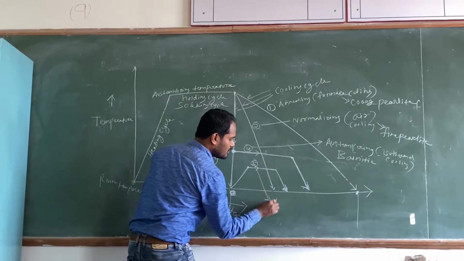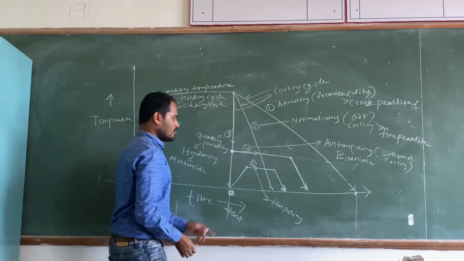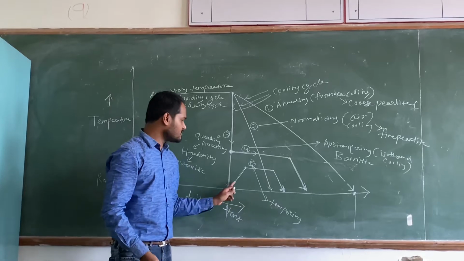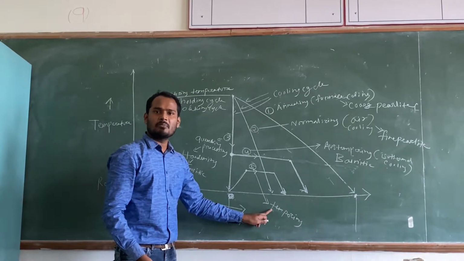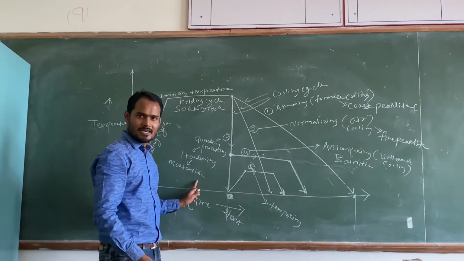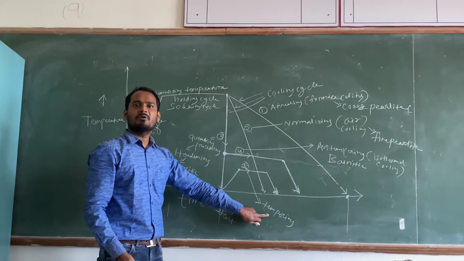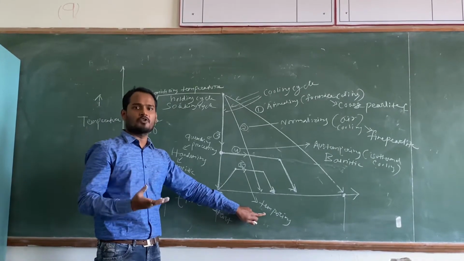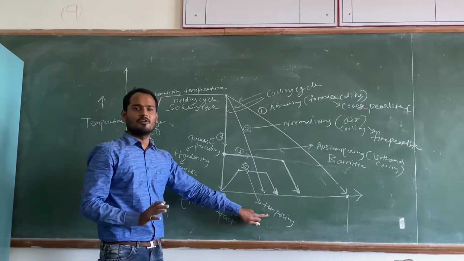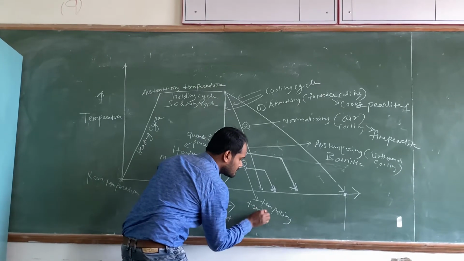I am writing this as 5, and this is tempering. If this heat treatment is called hardening and this treatment is called tempering, you have to remember tempering is always followed by hardening. First of all you have to do hardening to get martensite, then if you do tempering, it will give rise to tempered martensite. Tempered martensite is also very tough and strong. It has high toughness and high tensile strength also, very good. So tempering will give rise to tempered martensite.